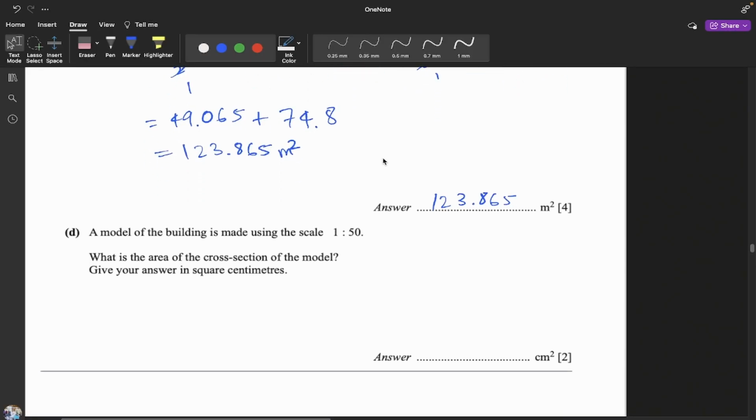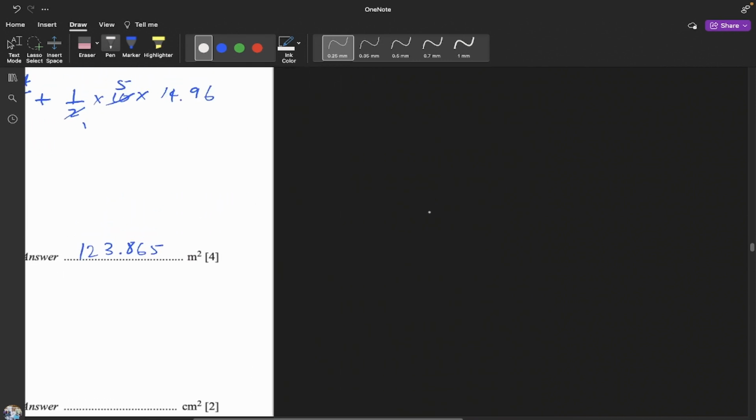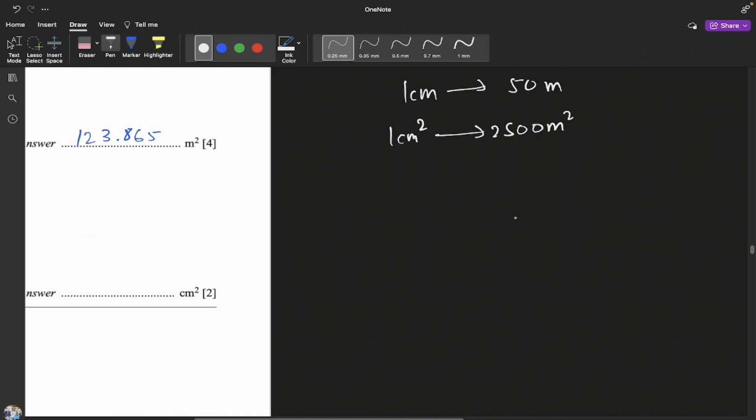Let's go to part D. In part D, they say the scale is given as 1:50, and they are asking for the answer in square centimeters. So we can assume the scale is given in centimeters. They say 1 centimeter is equivalent to 50 meters according to the scale. But in this question, we don't want centimeters and meters, we want centimeter squares and meter squares. So 1 centimeter square is equivalent to 2500 meters square. How did I get this? I squared both sides.